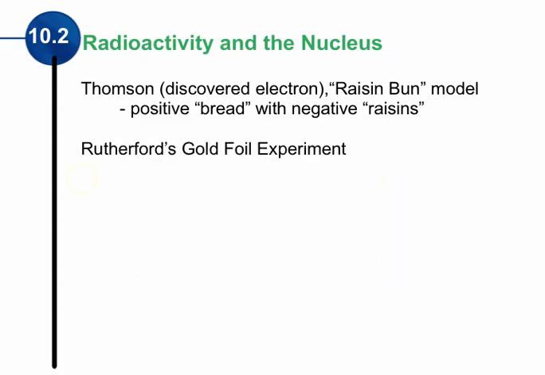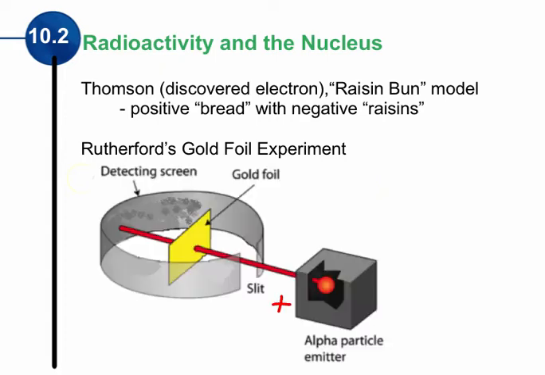It wasn't until Ernest Rutherford came along and did his very famous gold foil experiment. And the gold foil experiment looks something like this. A piece of gold was pounded down very thin, and around it was a screen that would detect these alpha particles, these positively charged particles. And Rutherford wanted to find out what would happen if he struck this thin gold foil with these positively charged particles. And here's what he found.